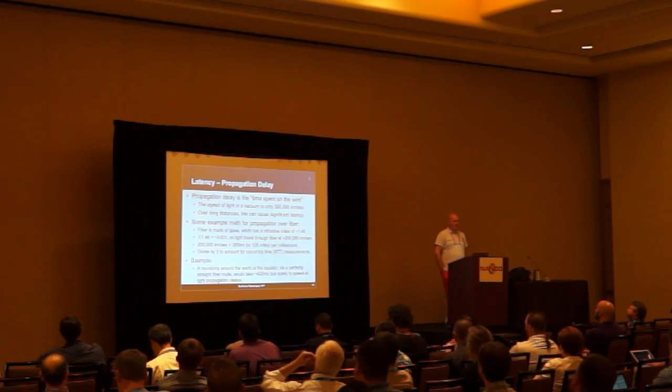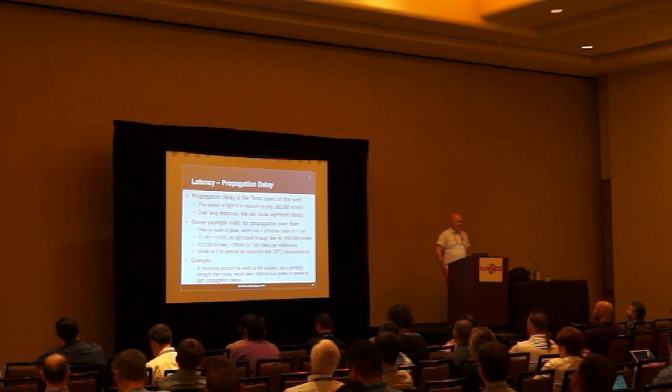If you want to look at how fast light propagates in fiber, fiber is made of glass. It has a refractive index of around 1.48 in the core. So 1 divided by 1.48, you see that light propagates through fiber at around 2/3 the speed that it does in a vacuum, about 0.67 C. So it's roughly around 200,000 kilometers per second.